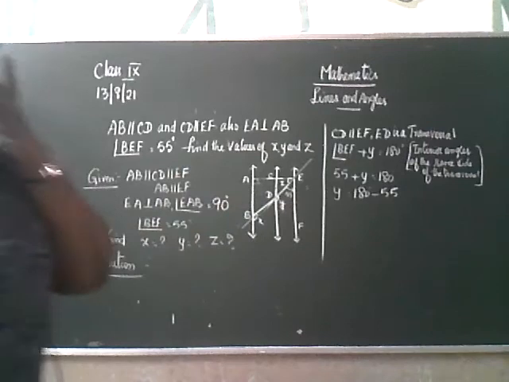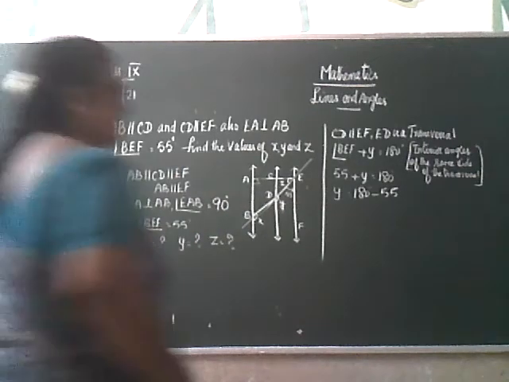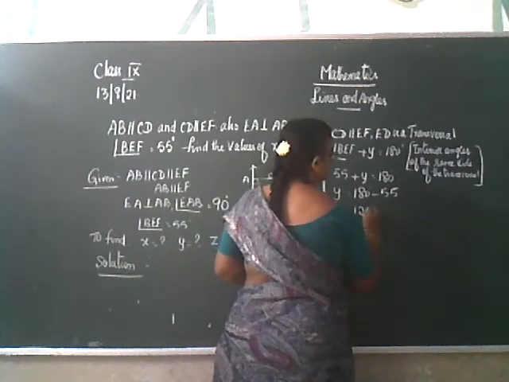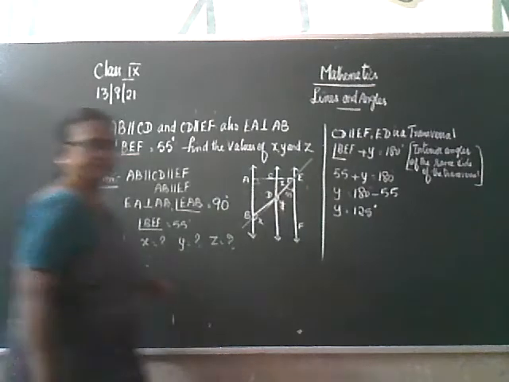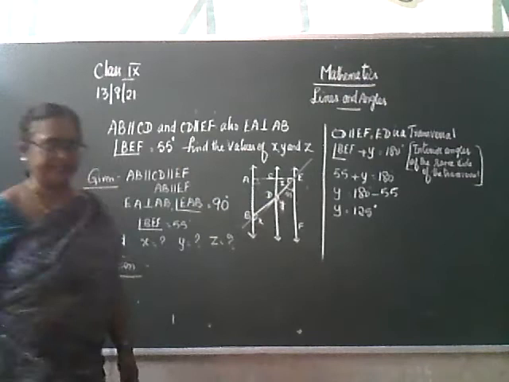Taking 55 to that side, it will become minus 55. So Y is equal to 125. Y is equal to 125. Okay. Now you know Y is equal to 125.